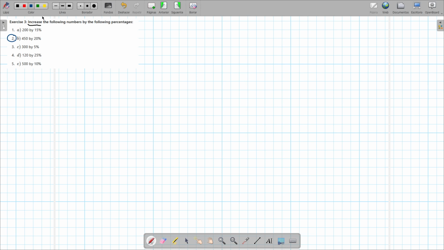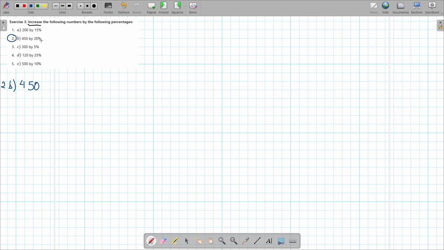When we have to increase something, the first step always is going to be to find the percentage of the number and find the percentage of what is asking me. In this case, 2b, sorry, 2b, is asking me to increase this amount by 20%.